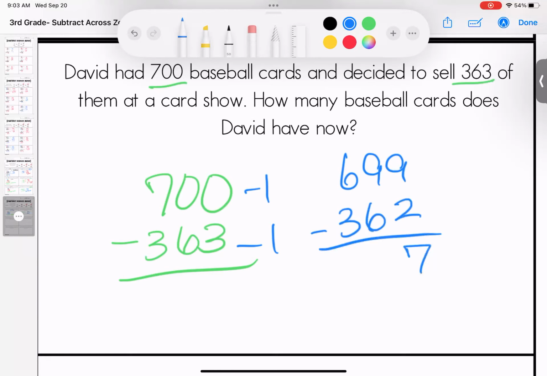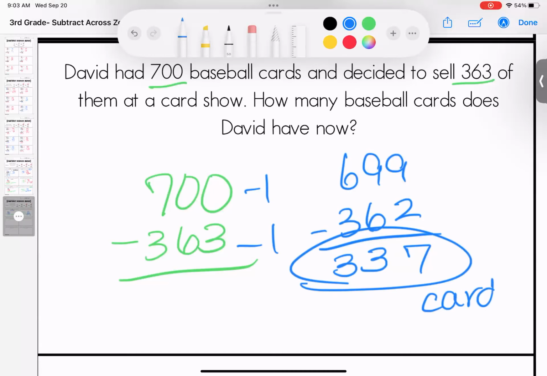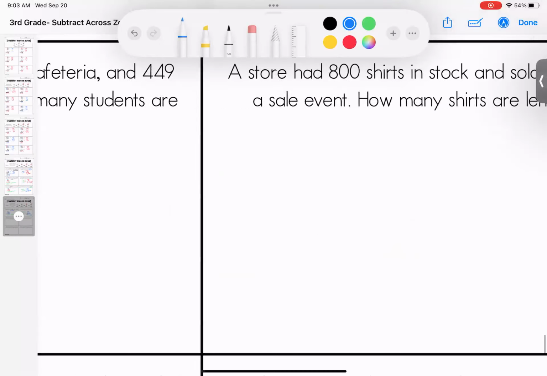9 minus 2 is 7. 9 minus 6 is 3. 6 minus 3 is 3. 337 cards or baseball cards are remaining.